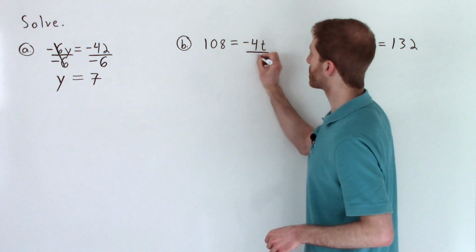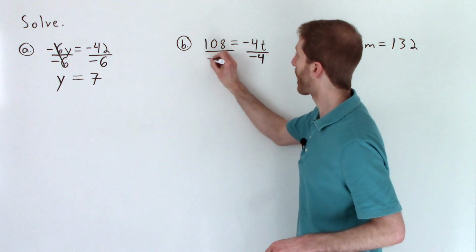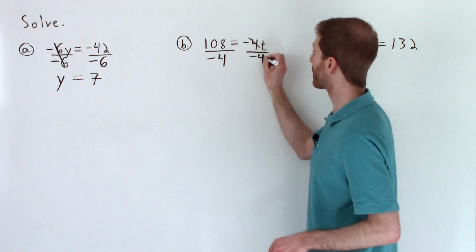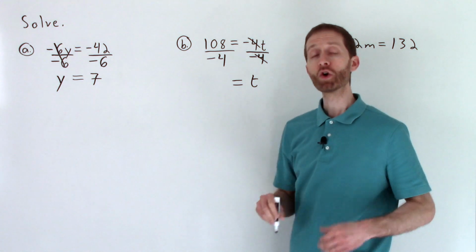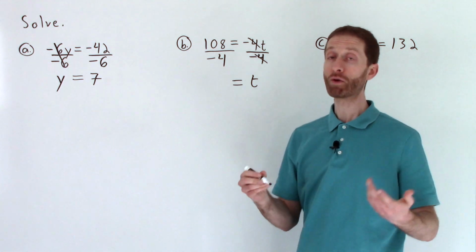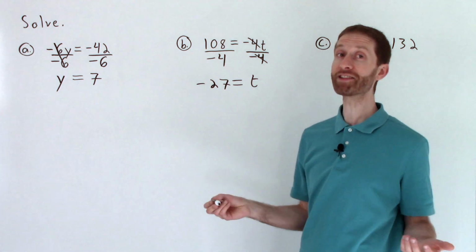Undoing multiplication by negative 4, I divide both sides by negative 4. I verify that the t is now isolated. Negative 4 divided by negative 4 is 1. So it leaves us with t is equal to 108 divided by negative 4. Well, it's a positive divided by negative. Our result will be negative, and it's 27. There's our answer. That's it.